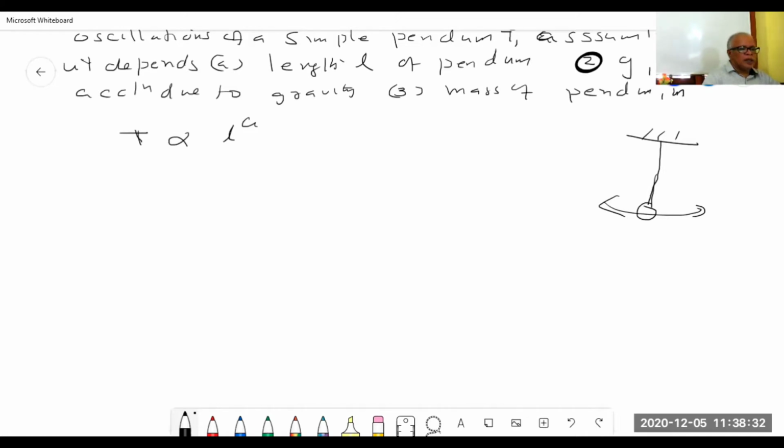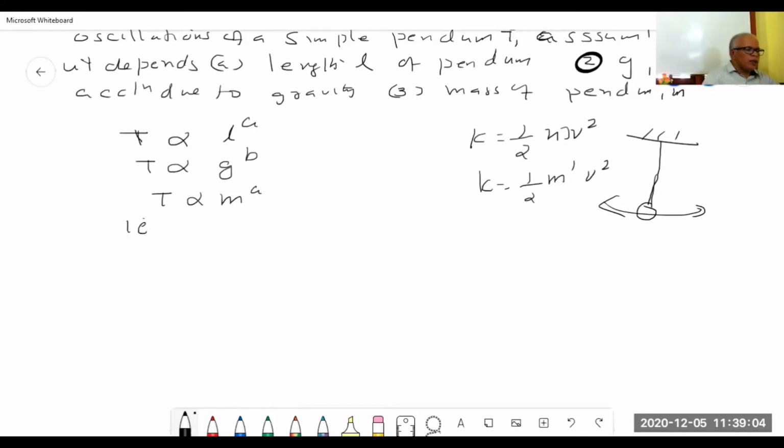So in the equation, kinetic energy is half mv square, that is K is equal to half m raised to 1, v raised to 2. This we have to find out. Here we assume T is proportional to L raised to A, and T is proportional to G raised to B, G is acceleration due to gravity, and T is proportional to m raised to C. That is, T is proportional to L raised to A, G raised to B, m raised to C.